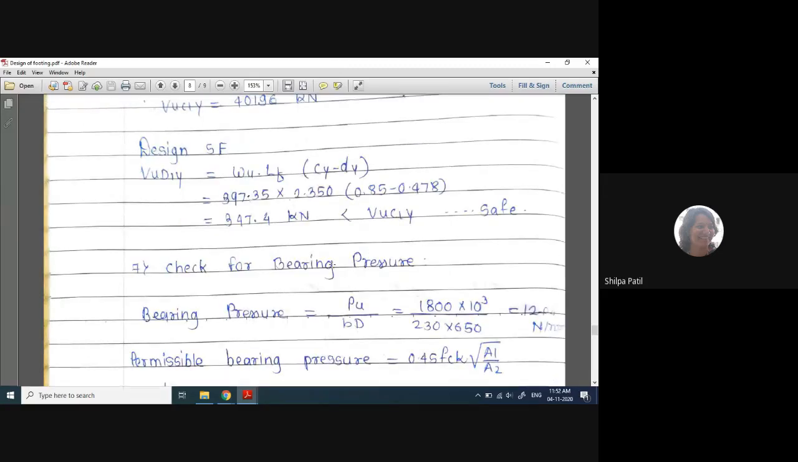Okay, is it clear, everybody? The check for one-way shear. Guys? Yes, ma'am. Yes, ma'am.